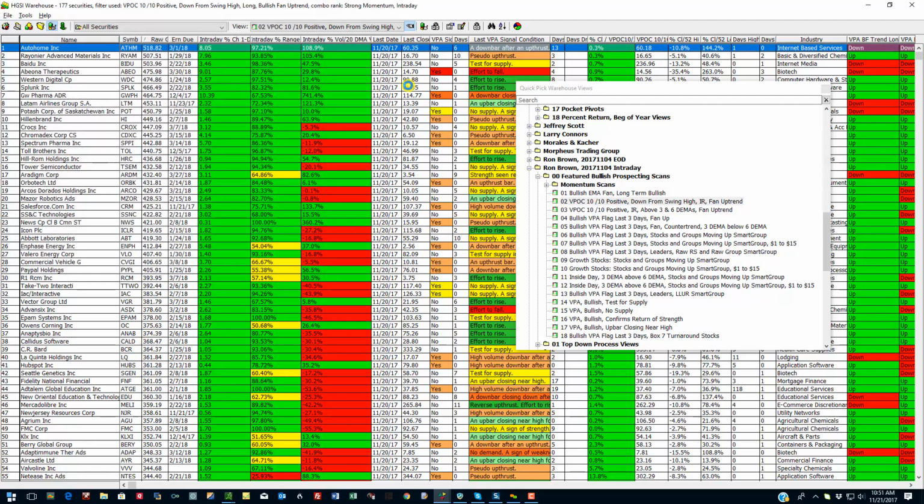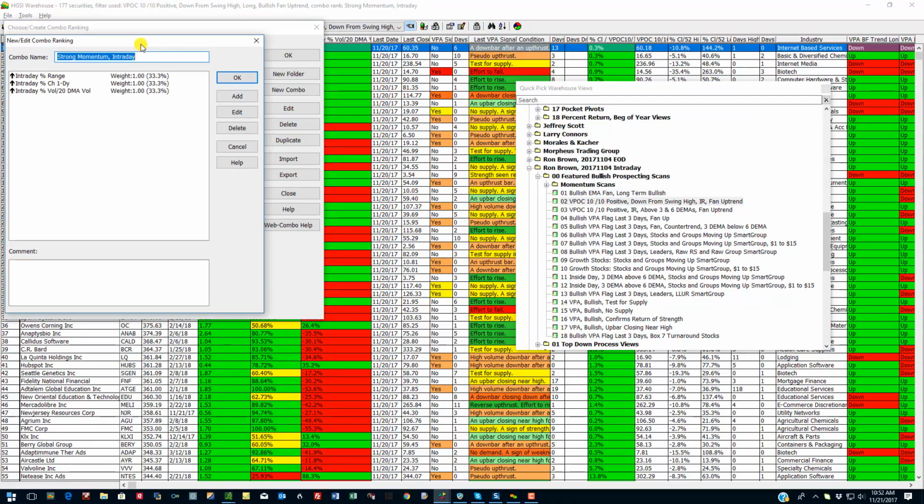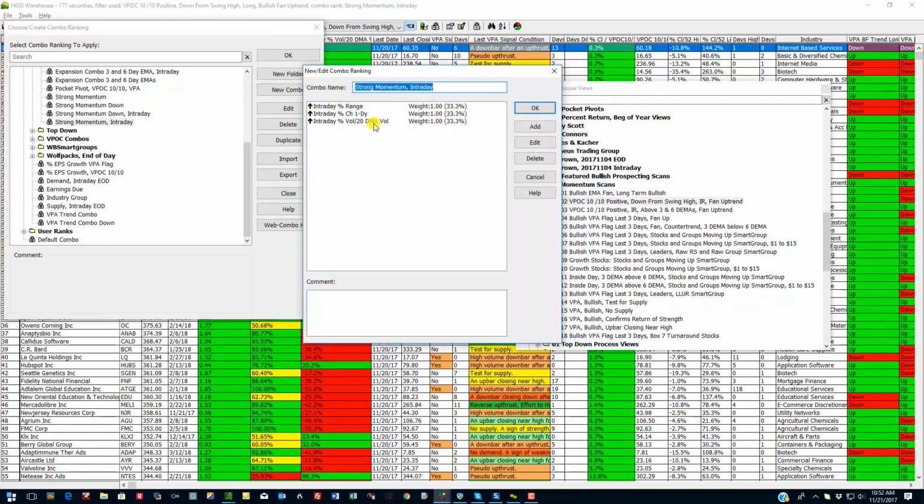Now, what makes this powerful is that I am using the end of day filter, but I am using an intraday combo. And this combo takes into account three things: the intraday range, the intraday percentage change one day, and the intraday percent volume divided by the 20-day moving average volume. I'm experimenting with that now, but I may change that to the 50. It doesn't make that big a difference.